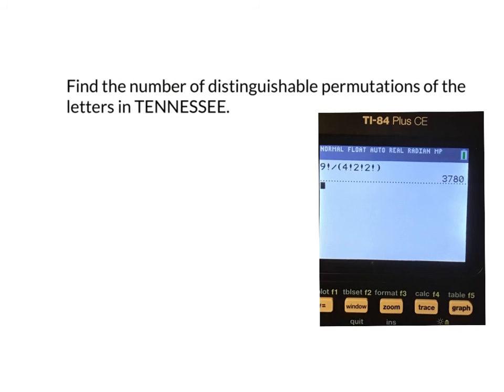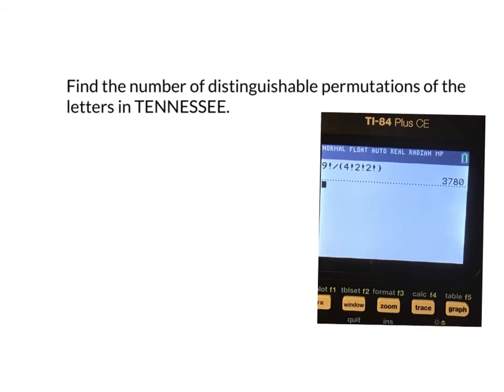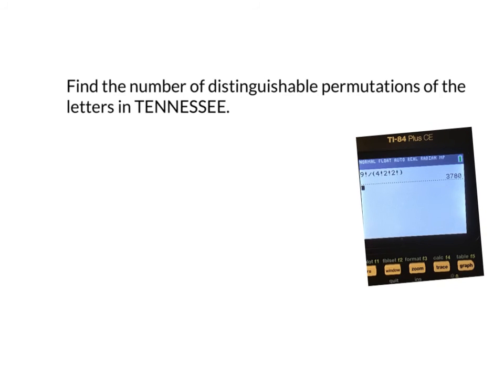All right, this one says find the number of distinguishable permutations of the letters in the word Tennessee. Tennessee is a great word for lots of reasons, but if you're going to arrange all those letters in different ways, you have to understand that if I switch those two N's, you would never know. It would still say Tennessee. If I move the two S's, it would still say Tennessee. So it's a problem counting orders because things repeat.